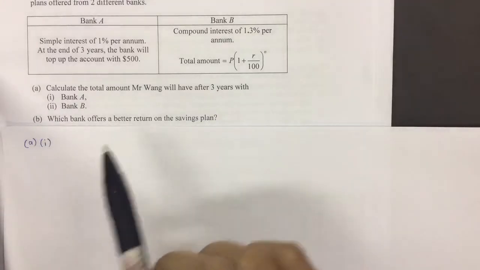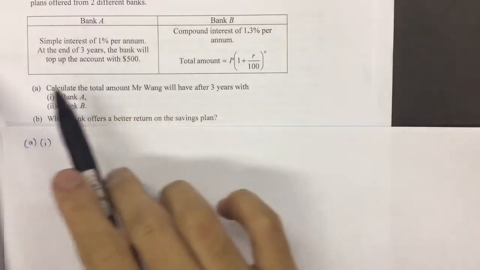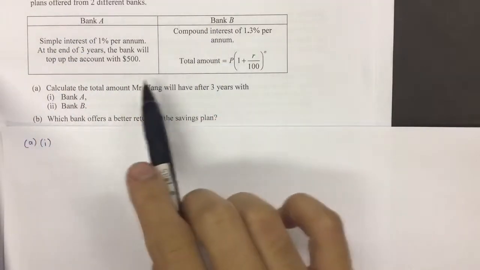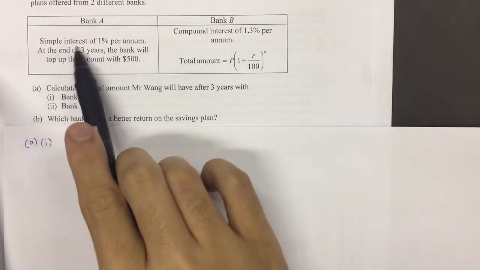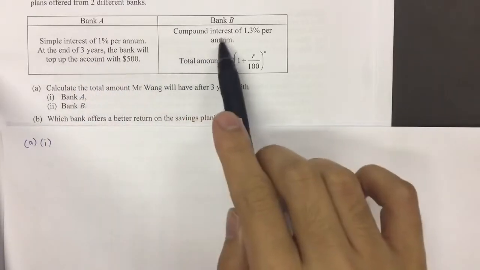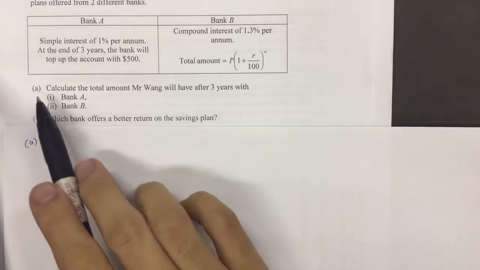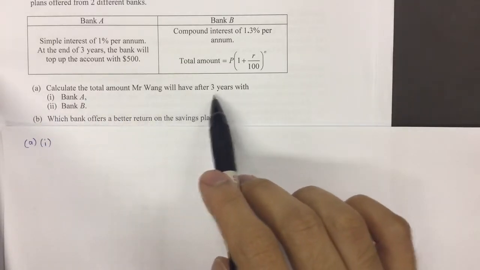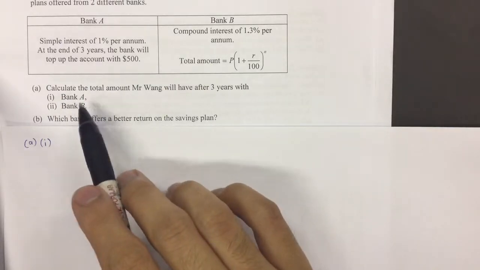Alright, so now I'm doing a video on question 32 here. If you take a look at it, you realize it's on money and it's involving simple interest and compound interest. So let's do question A, part 1 first. Calculate the total amount Mr. Wang will have after 3 years with Bank A. So Bank A is involving simple interest.